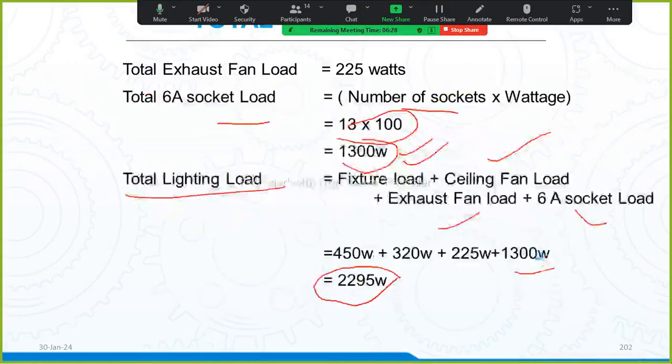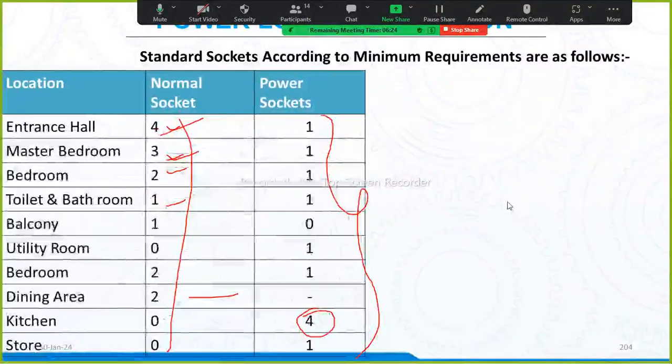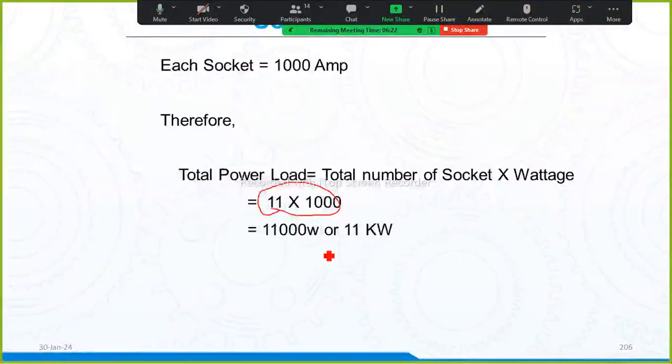So what is the power per socket? What is 1000? So I have taken a total of 11 into 1000. That is equal to 11,000 watts or 11 kilowatts. So I got the total lighting load and power load.